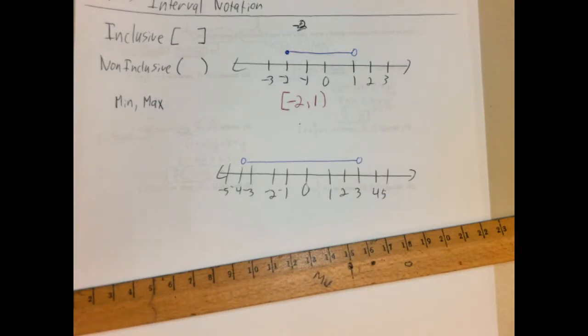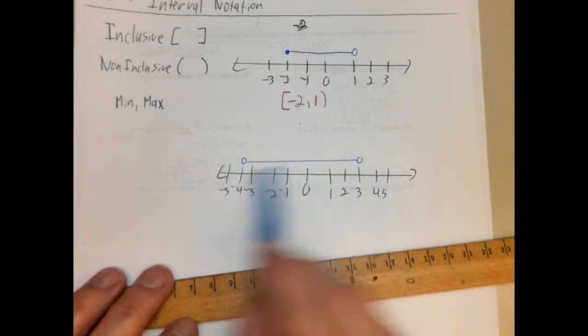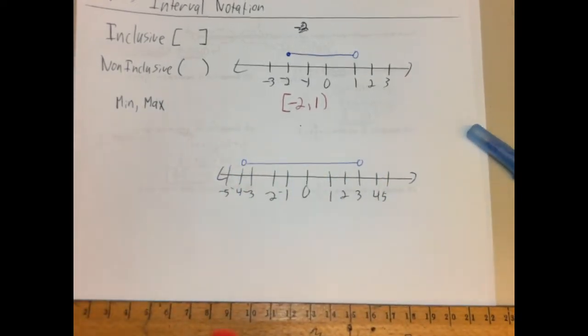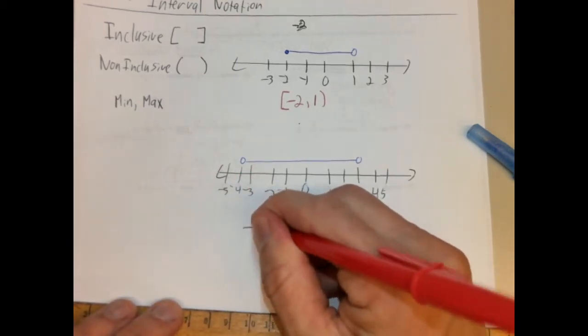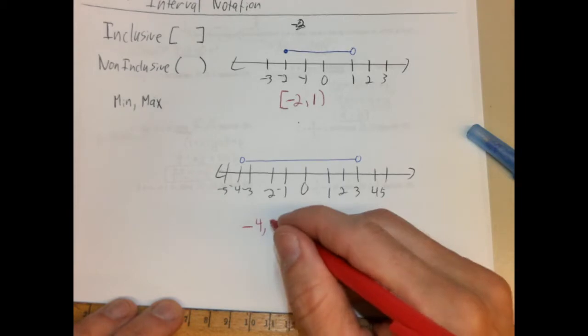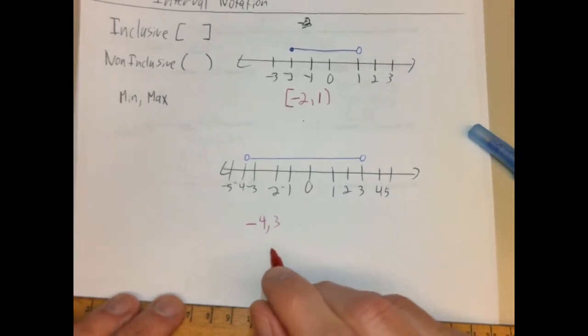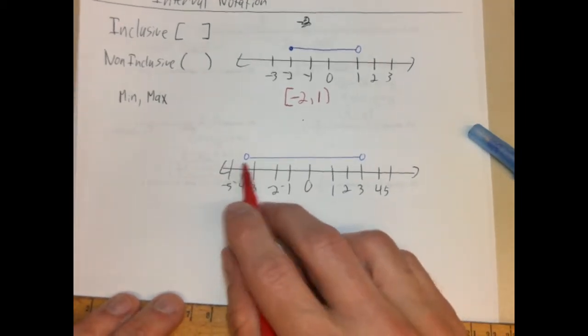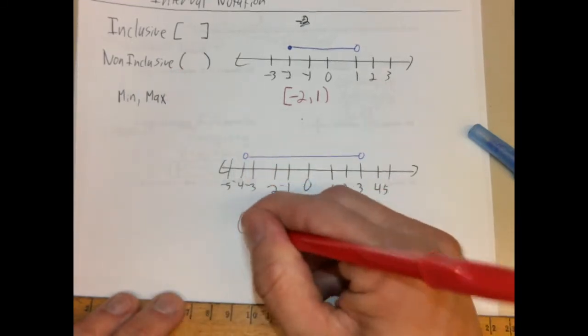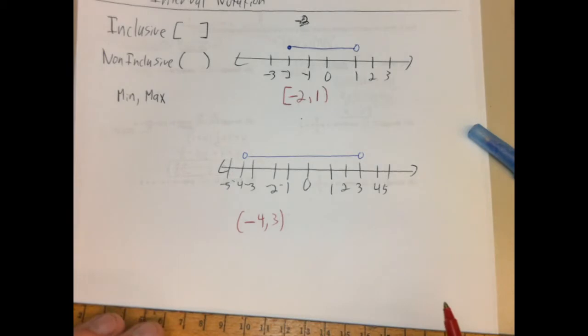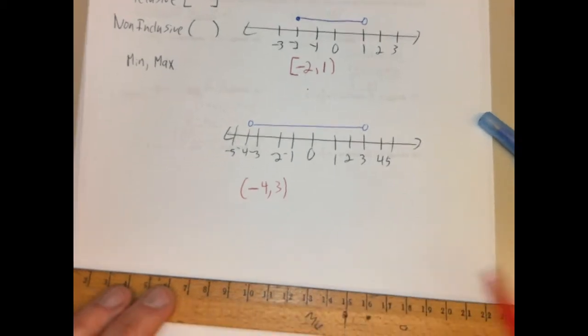So if I want to describe this data set, I'm going to go with the minimum value, which in this case is -4. The maximum value is +3, so it's minimum followed by maximum. And neither one of these is included. It's non-inclusive, because it's an open circle, so it's going to be parentheses. And that's how you do that one. Let's try one more.